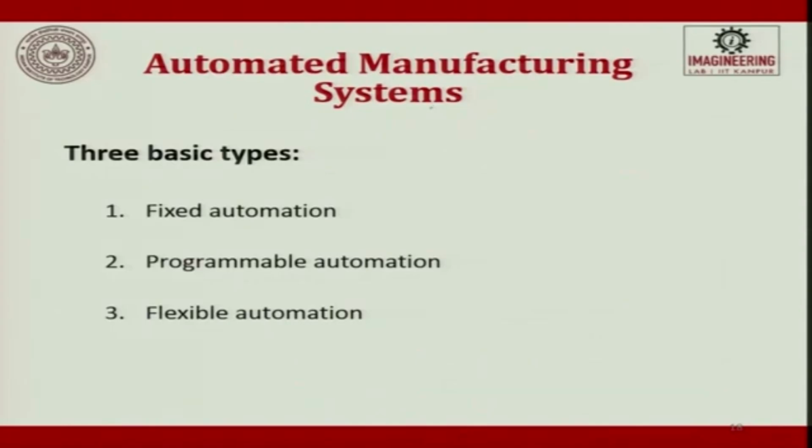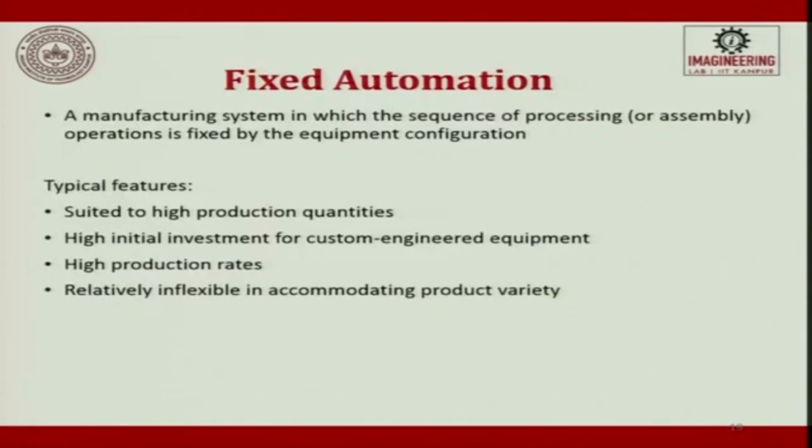So, in automated manufacturing systems, again there are 3 types. One is called fixed automation, the other is called programmable automation, the third is called flexible automation. When I say fixed automation, here the manufacturing system, in which the sequence of processing or assembly operation is fixed by the equipment's configuration. So, day in and day out you can produce only one product, you can have a small variation in the product which is accommodated by the manufacturing system. So, that is called fixed automation.